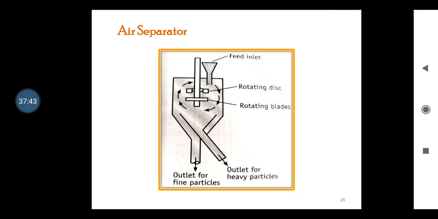As far as the uses of this air separator are concerned, air separators are often attached to the ball mill or hammer mill to separate and return oversize particles for further size reduction.